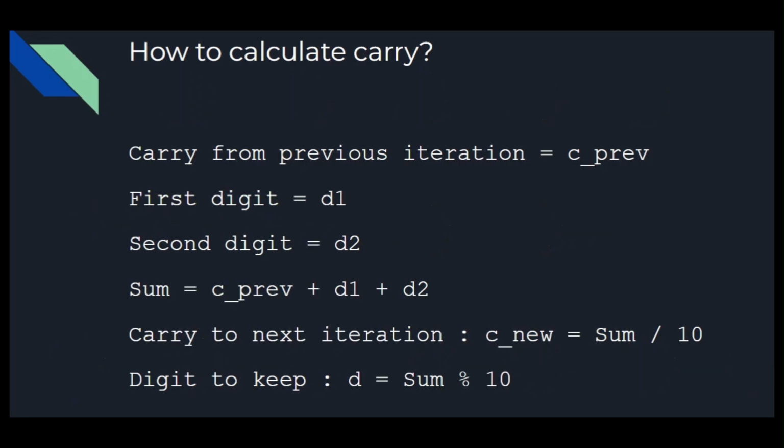Now how to calculate the carry? For example, from the previous iteration we have carry c previous, and the two digits which we need to add are d1 and d2. So the sum will be c previous plus d1 plus d2, and the carry for the next iteration will be sum divided by 10, and the digit which we need to keep will be sum mod 10.